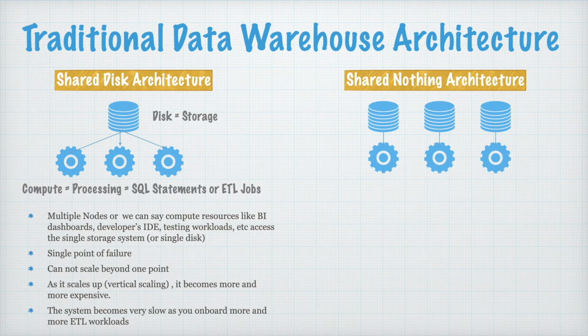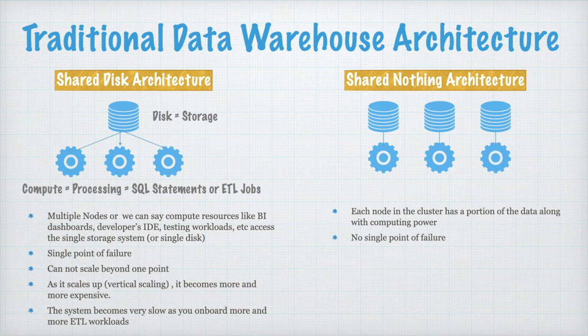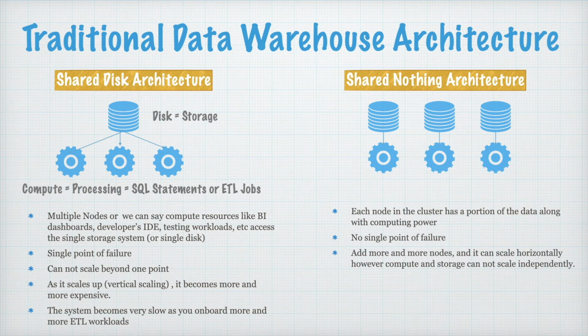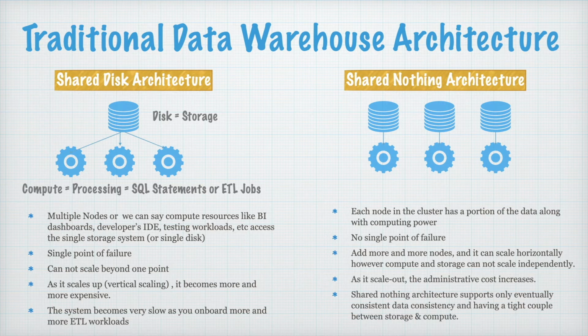On the other side, when we talk about shared nothing architecture, each node in the cluster has a portion of the data along with computing power. There is no single point of failure in this architecture. Add more and more nodes and it can scale horizontally. However, compute and storage cannot scale independently, and that is one of the limitations in this architecture. As it scales out, the administrative cost increases. Shared nothing architecture supports only eventual data consistency and has a tight coupling between storage and compute.